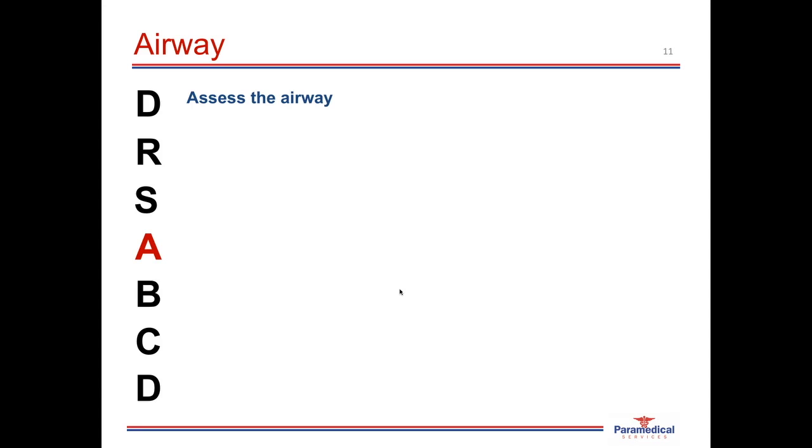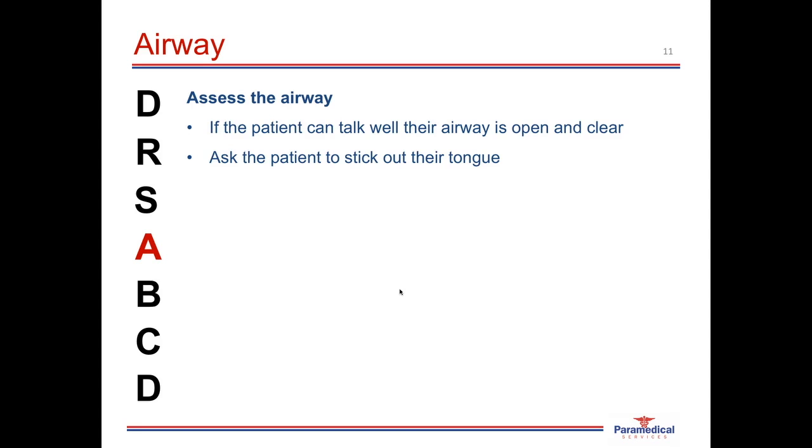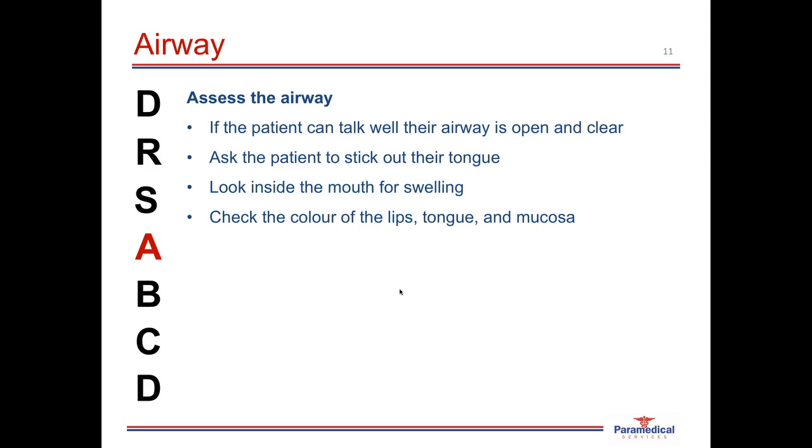A is for assessing the airway. We need to ensure the patient's airway is open and clear in order to be able to ventilate appropriately. If the patient can talk well, the airway is open and clear. Ask the patient to stick out their tongue. This allows you to view the oral cavity and look inside the mouth for any swelling, any discoloration, and any trauma to the oral cavity.